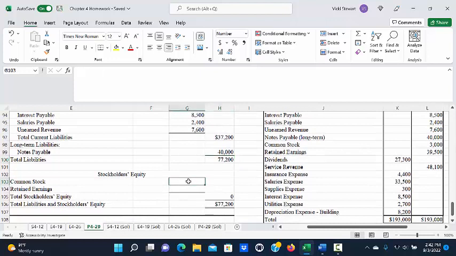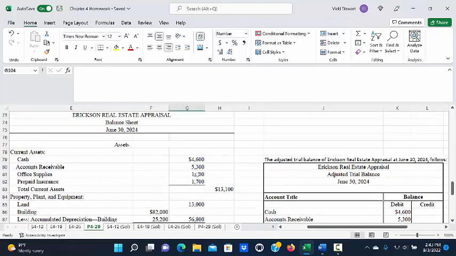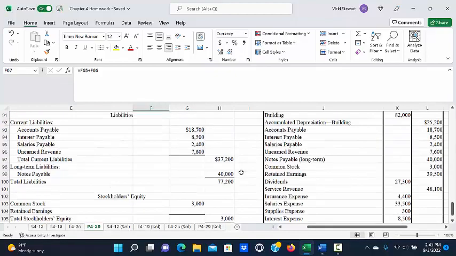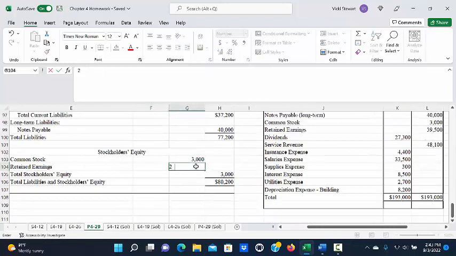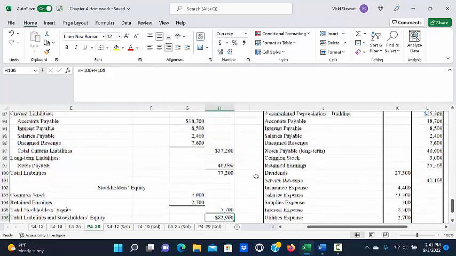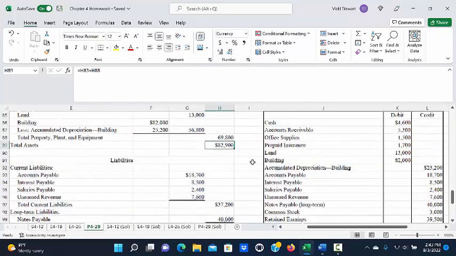$77,200. Our common stock, which we take from the adjusted trial balance, was $3,000, but remember we need to use the ending retained earnings that we calculated above, which was $2,700. And so that is the amount we will use for the balance sheet, which is at the end of the year. And that gives us total stockholders' equity of $5,700, which when we add to our liabilities gives us total liabilities and stockholders' equity of $82,900, which equals our total assets.